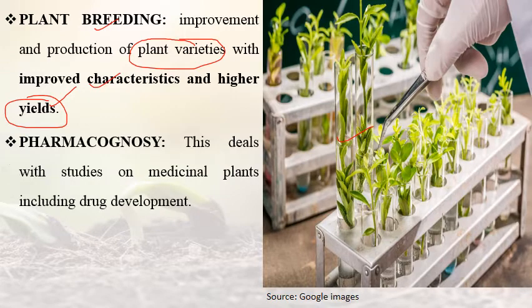Next is pharmacognosy. In this branch of economic botany, it deals with the studies on medicinal plants, including drug development. So the study of plants which produce medicines. That branch of economic botany is known as pharmacognosy.